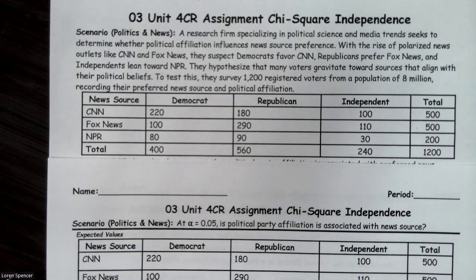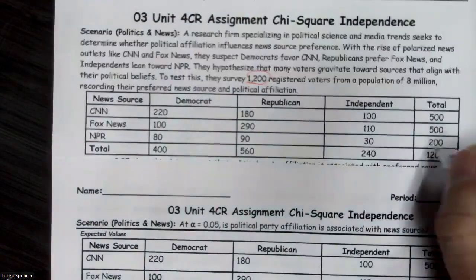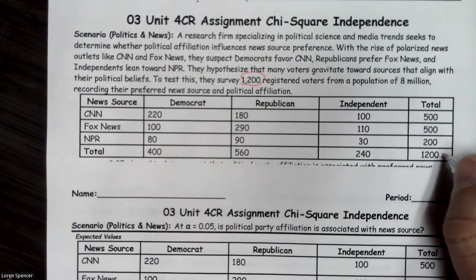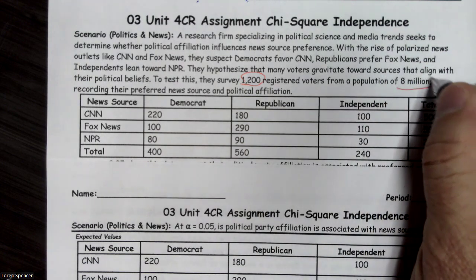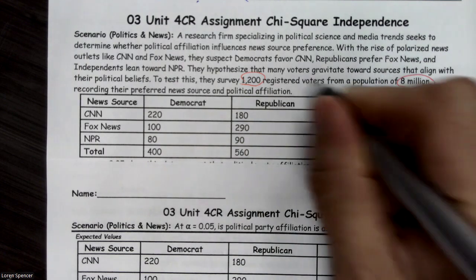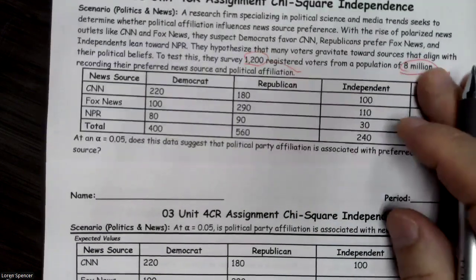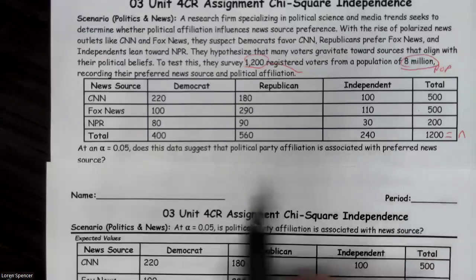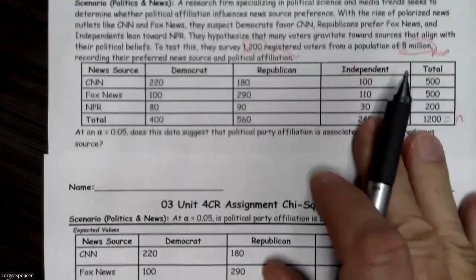They hypothesize that many voters gravitate towards sources that align with their political beliefs. To test this, they surveyed 1,200 registered voters from a population of 8 million. All right, so right there we have a sample size, so we're going to note that down. This is N, that's our sample size. We also have a population of 8 million. At alpha equal 0.05, does the data suggest that political affiliation is associated with a preference in news source?